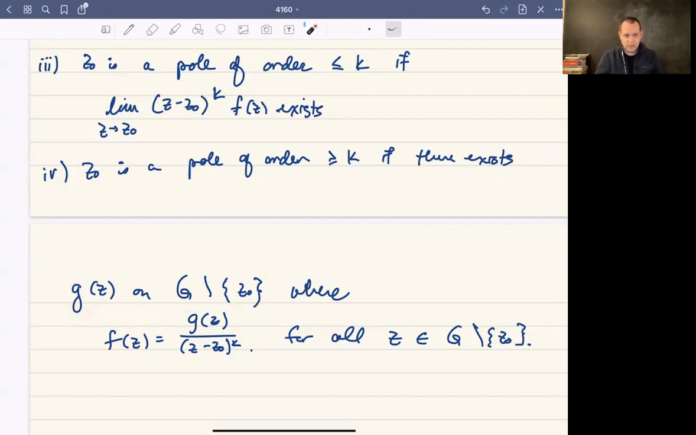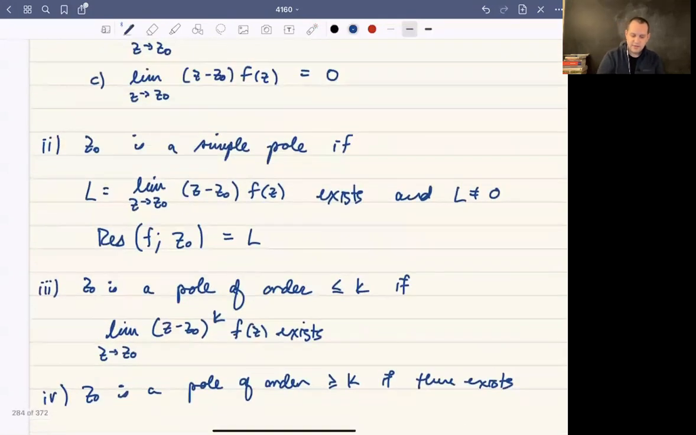And then for number 3, it's a pole of order at most k if this limit exists. So if it's a pole of order, say, yeah, so if you were to have, here's a good example.